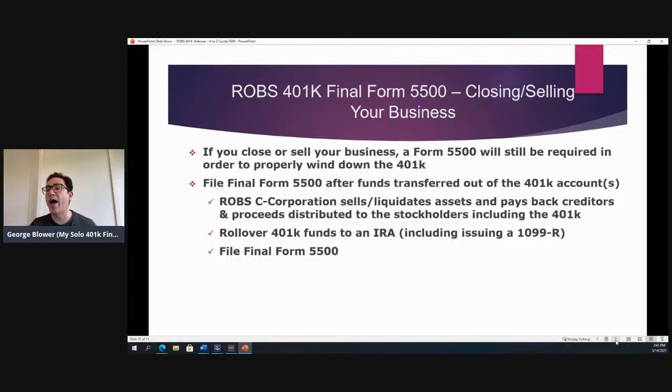Once the assets have all been rolled out, the 401k can be formally wound down. Part of that formal wind down process is filing the final Form 5500 to formally close it out and essentially let the regulators know that the plan has been shut down. Of course, there's a special procedure which we would handle to file that Form 5500 as part of our services. And then of course issue the 1099-R to report the transfer of the assets to an IRA.